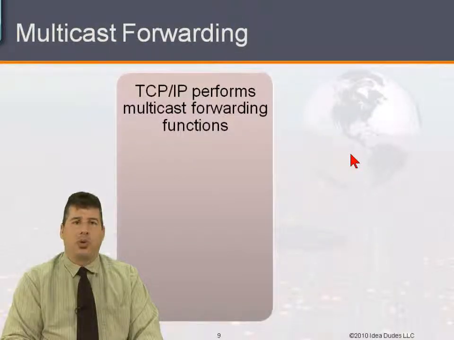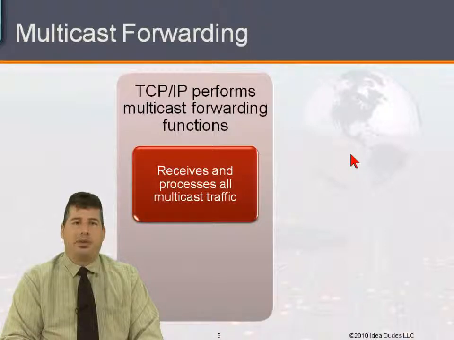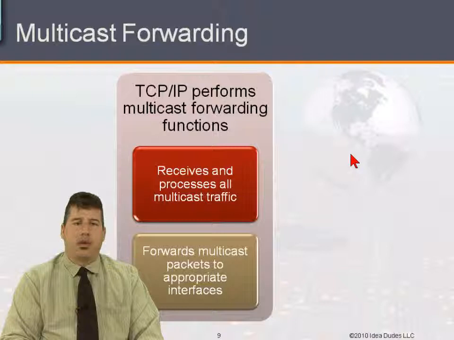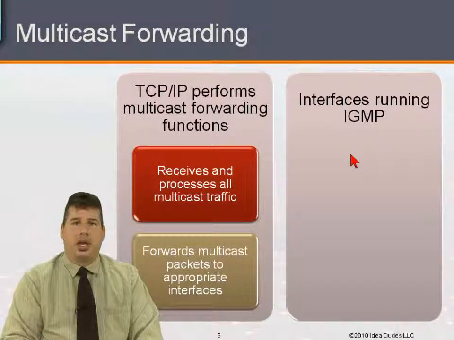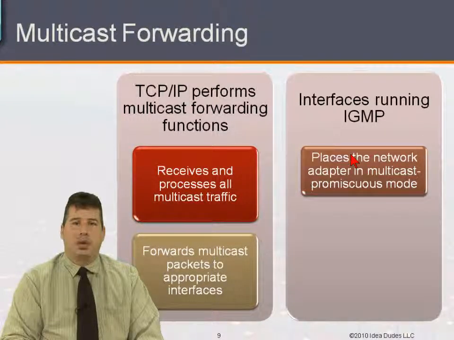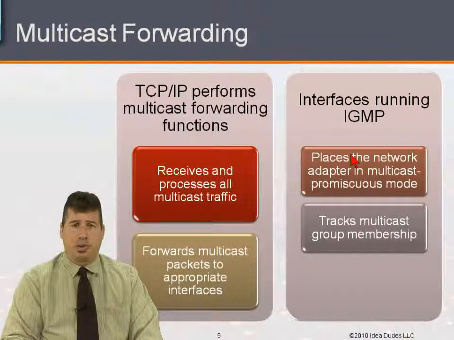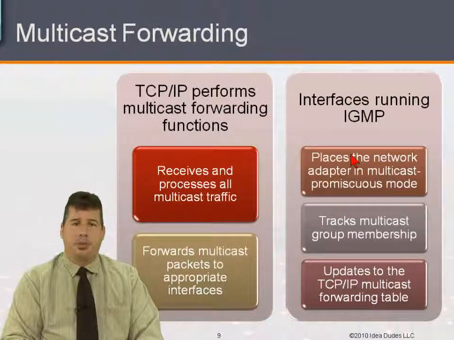Now, multicast forwarding: TCP/IP performs multicast forwarding functions. It receives and processes all multicast traffic and forwards multicast packets to appropriate interfaces. So when you're watching that movie, that's what's going on. On interfaces running IGMP, it places the network adapters in multicast promiscuous mode. That means you can capture traffic on the other side. It tracks multicast group membership, so devices that are part of the group will be able to watch the movie, and it updates the TCP/IP multicast forwarding table.